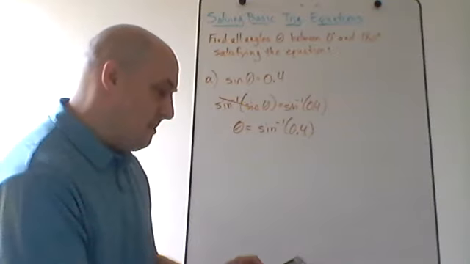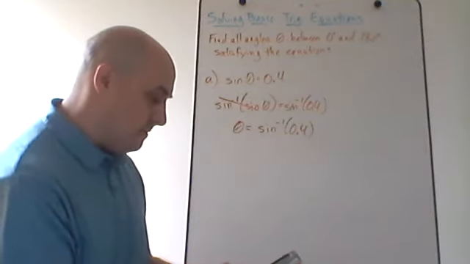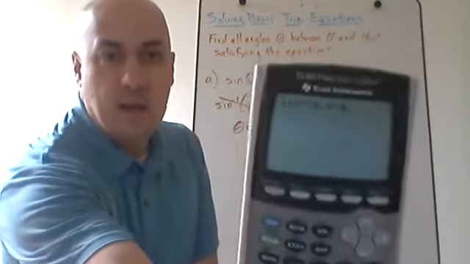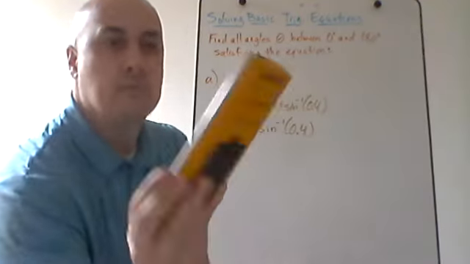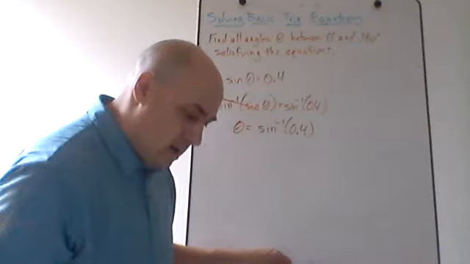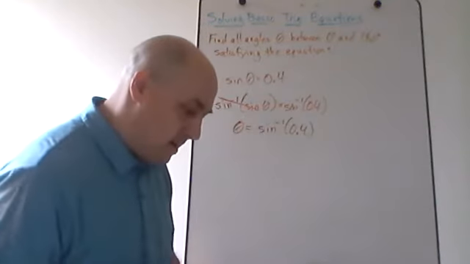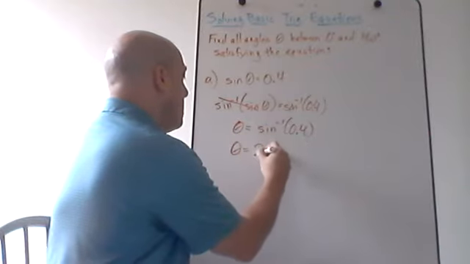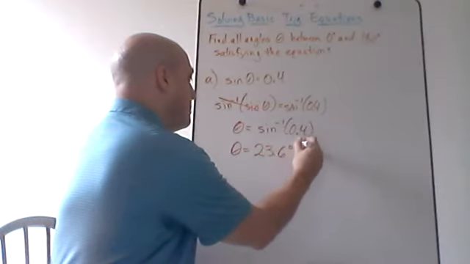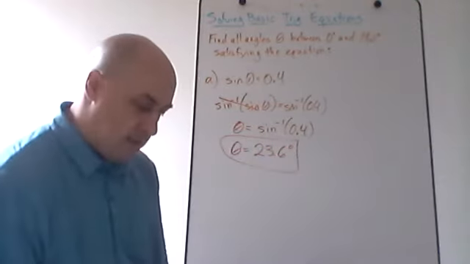All right, so I'm in degree mode. I do sine inverse of 0.4, right? I type that in, and I hit enter, and I get 23.576. So let's round that to 23.6 degrees. All right, so theta equals 23.6 degrees. All right, so that's it.